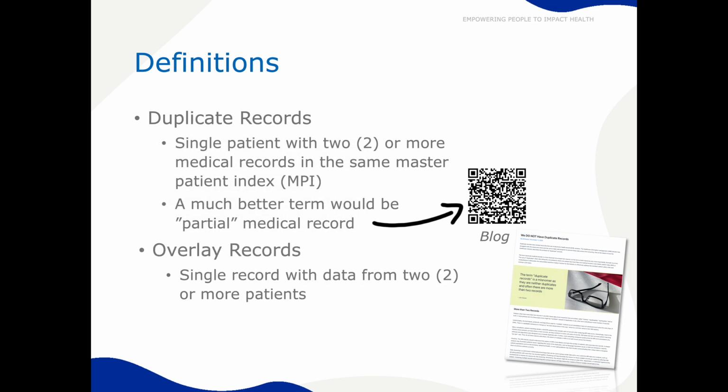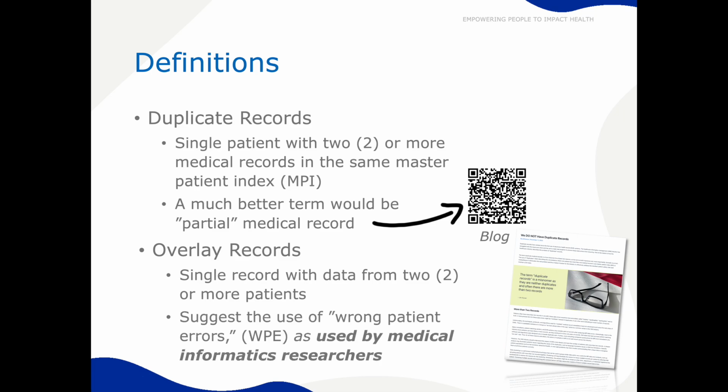Overlay records are a single patient record with information from two or more patients inside it. I suggest we also change the term overlays to something that is more meaningful and used more in research, and that's called wrong patient errors, or WPE. But during this conversation, we'll use these terms interchangeably.